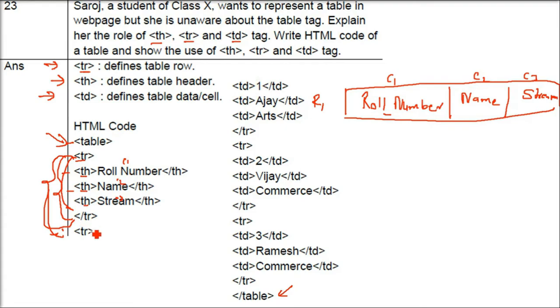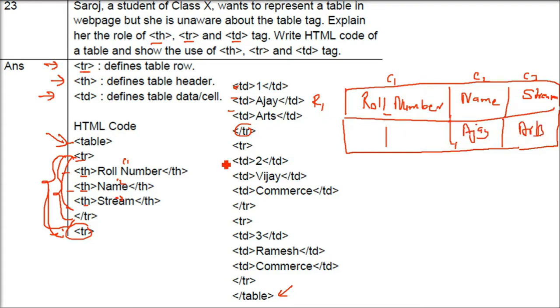Now coming to the second row. So this tr start, tr end. Now here we are going to give the content. What is the content here? Again 3 cells will be there: td, td, td, 3 td, no rowspan, no colspan. So first will be 1, then here Ajay, and then here will be arts.